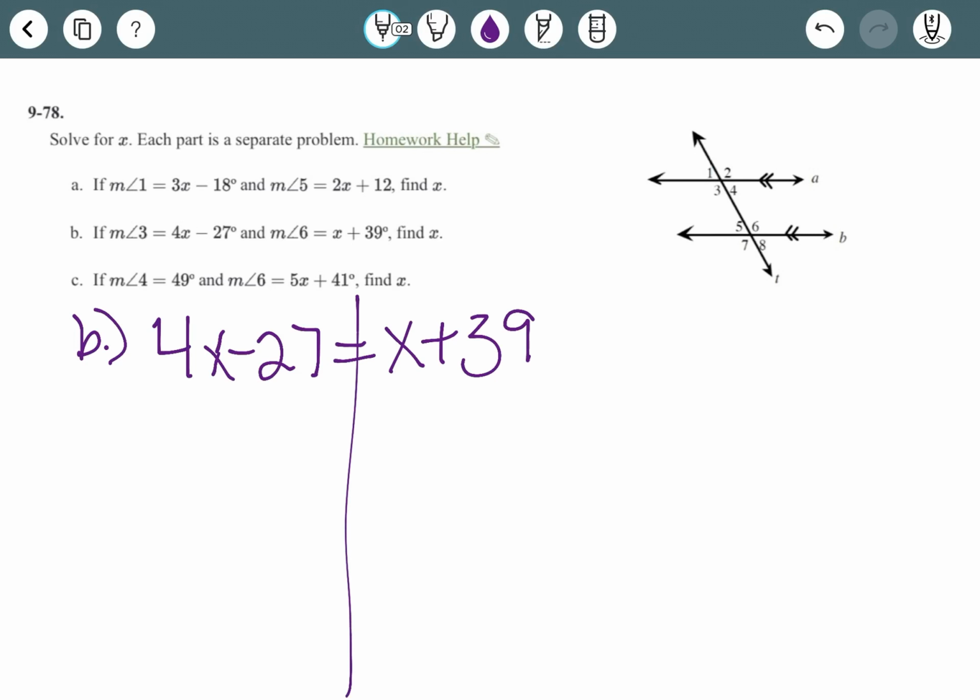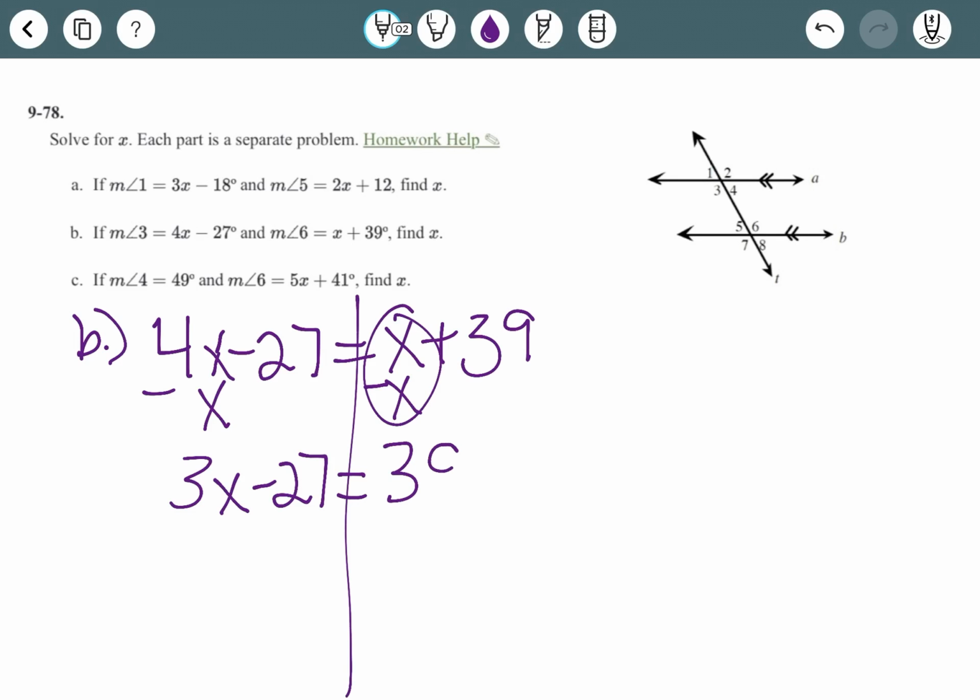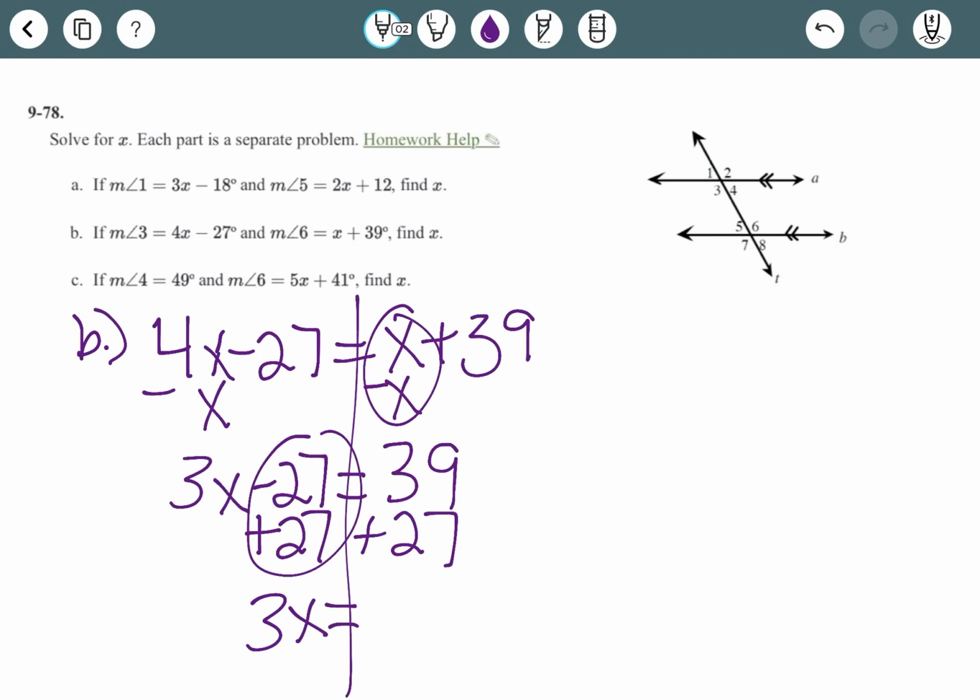All right, and again, I could just solve this like any equation now. I'm going to subtract x from this side and do it on this side as well. I'm left with 3x minus 27 equals 39. To get that 3x by itself, I'm going to add 27, and I have to do that on both sides. So I'm left with 3x equals 39 plus 27, and 39 plus 27 is going to give me 66.